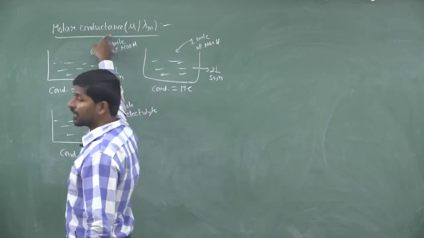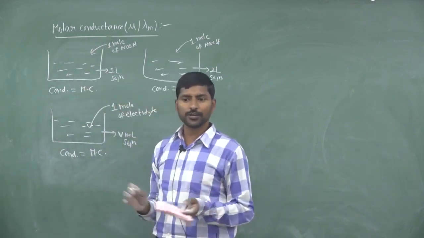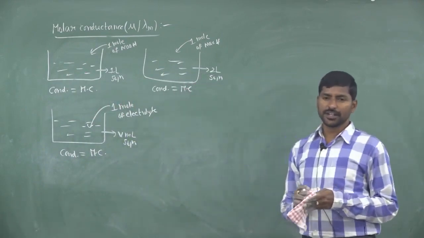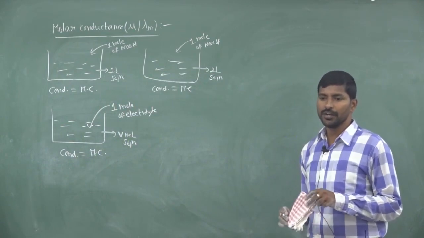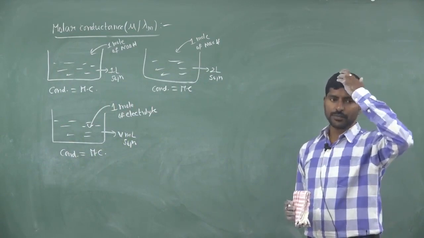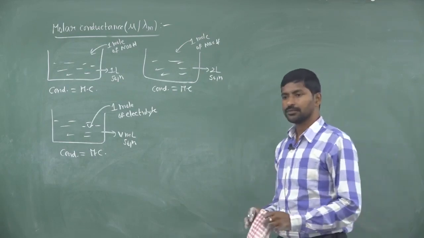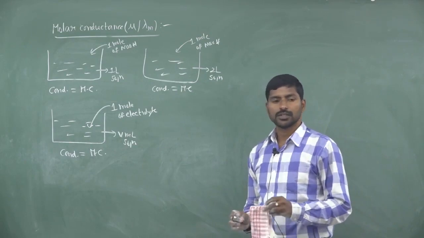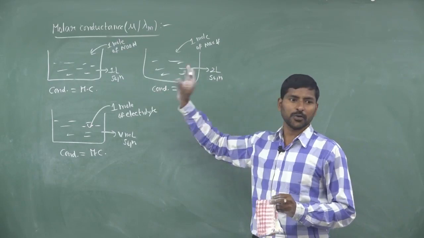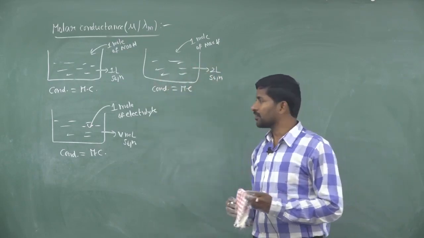How can you define molar conductance? It is the conductance of solution containing 1 mole of electrolyte. So whatever may be the volume of solution, if 40 grams of NaOH is present in that, its conductance is called molar conductance.